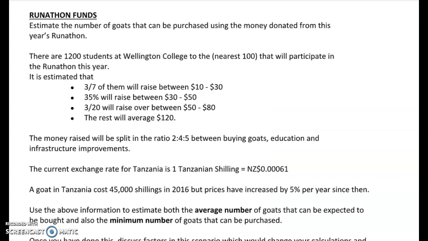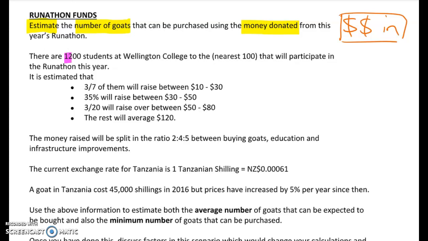So this question is all about how many goats we can buy using the money donated from this year's Runathon. Now you'll see that obviously these numbers are made up because the number of students at Dubsea is way too low. So let's first of all read the question and then work out how we're going to break it down. So we're told really clearly that we have to estimate the number of goats that can be purchased using the money donated from this year's Runathon. So you can already see we're going to have money coming in, and then we're going to have how many goats that can buy. So where's the money coming in going to come from?